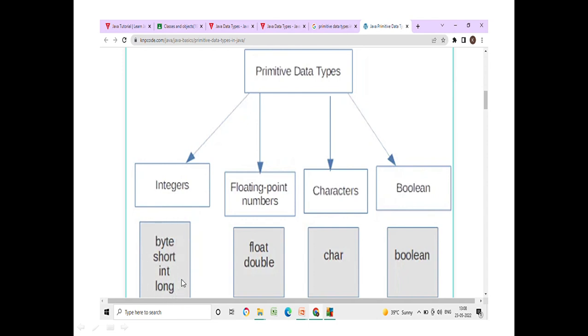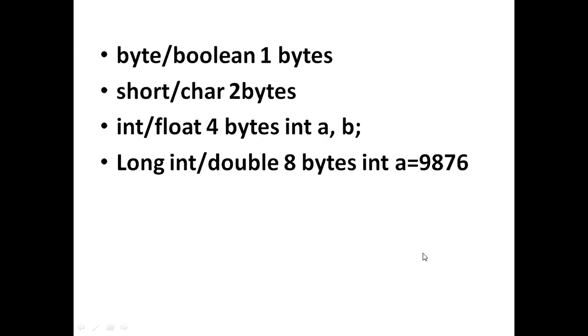These are primitive data types. For integers we use int, for floating point numbers we use float and double, for characters we use char, and for boolean we use boolean. In primitive data types, byte and boolean take 1 byte of memory. 1 byte means 8 bits.